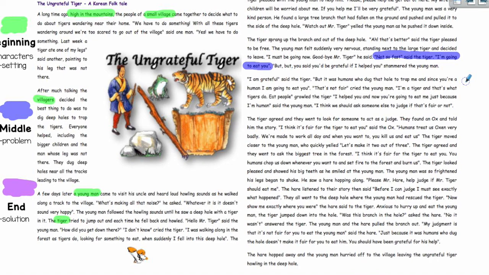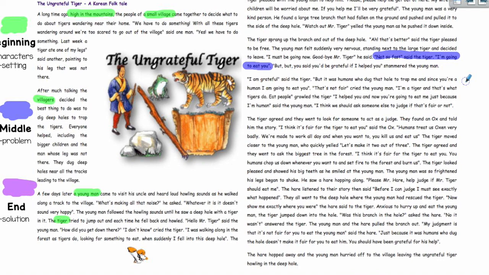The tiger agreed, and they went to look for someone to act as a judge. They found an ox and told him the story. "I think it's fair for the tiger to eat you," said the ox. "Humans treat oxen very badly. We're made to work all day, and when you want, you kill us and eat us." The tiger moved closer to the young man, who quickly yelled, "Let's make it 2 out of 3."